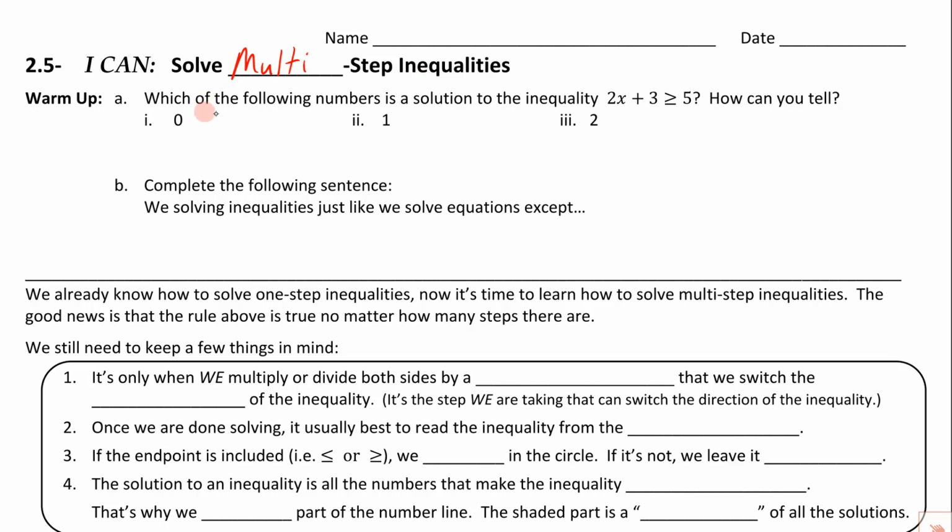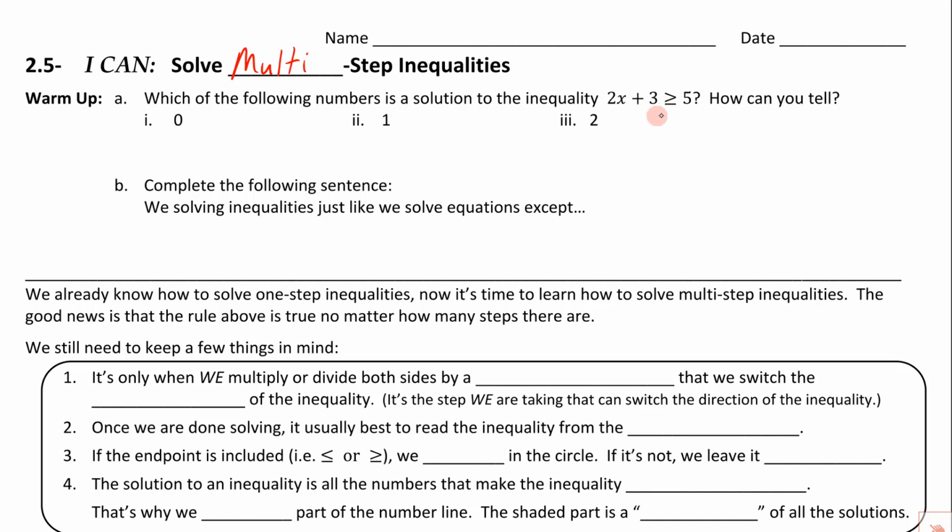So it says, which of the following numbers is a solution to this inequality right here? And then the follow-up to that is, how can you tell? So one thing that we could do with each one of these is, remember, the whole idea of solving an equation or an inequality is to get numbers that we plug in that make the inequality or the equation true. So we could plug each one of those in there and see if they actually work. That would be one way to do it. But let me show you something else that we mentioned yesterday.